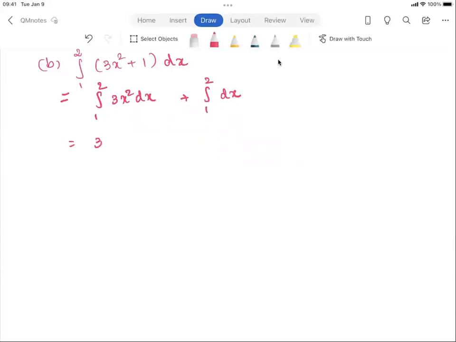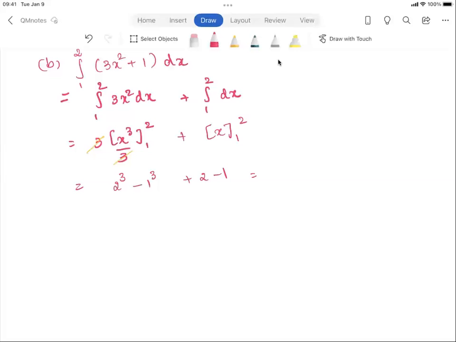The integral of x squared is x cubed over 3. Now I have to apply the limits from 1 to 2, plus the integral of dx is just x. Apply the limits from 1 to 2. I can cancel out the 3 and the 3. So I have 2 cubed minus 1 cubed plus 2 minus 1.